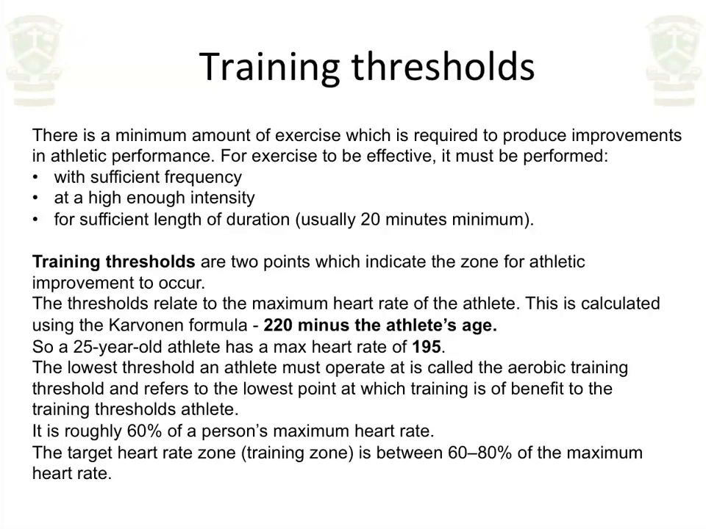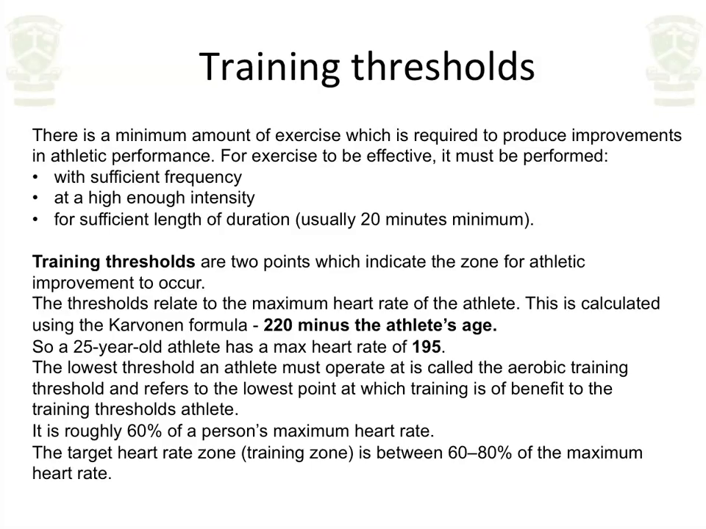The training thresholds. Now, there are 2 elements to the training thresholds which we'll go through over the next couple of slides. So we really need to make sure that the students have an understanding of this one. When we talk about the training thresholds, we need to take into consideration our maximum heart rate, which, as it shows here, is worked out by 220 minus the athlete's age. So for a 25-year-old, the athlete has a max heart rate of 195.